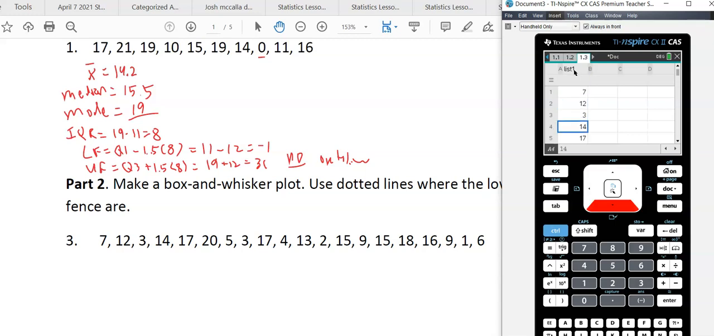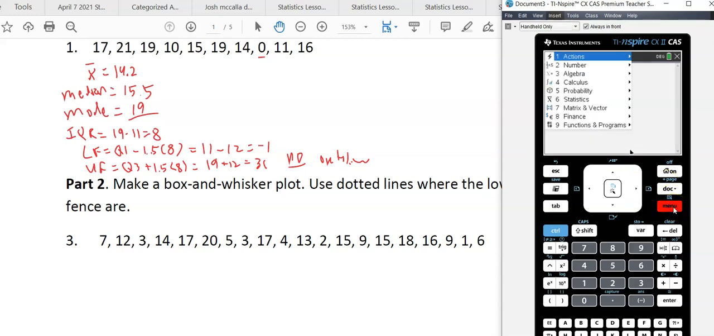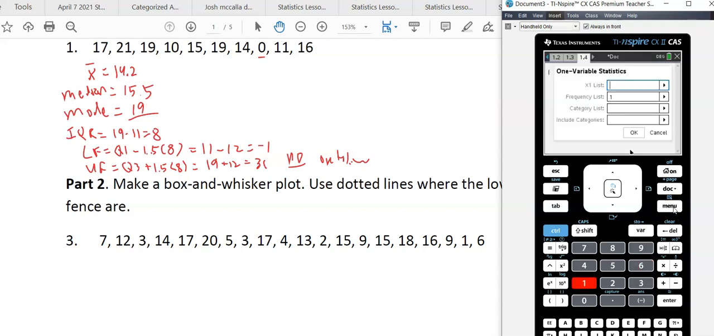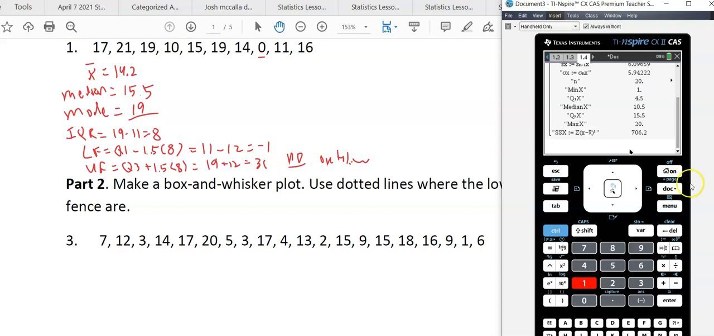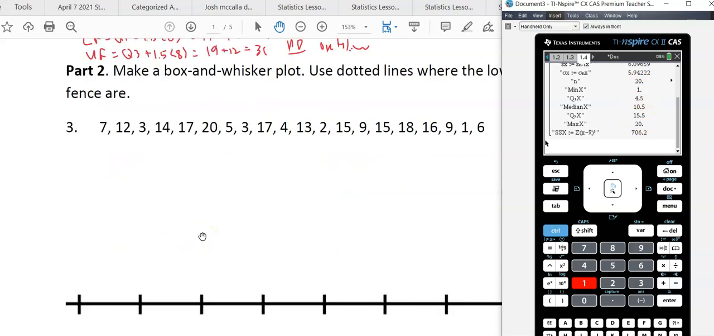So just kind of double checking it. Okay. We go to this one. Let's do one variable stats. So I really need my 5-number summary. 1 and 20 is the minimum and maximum there.